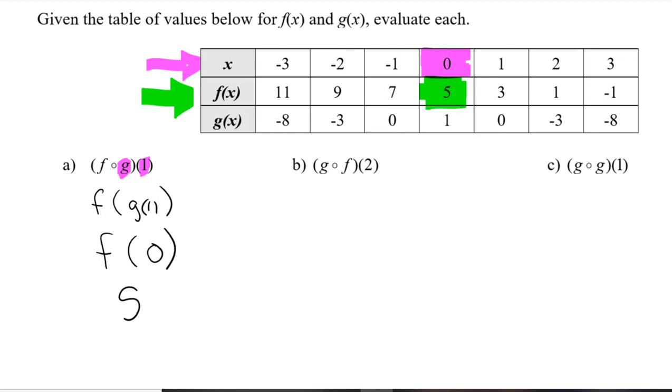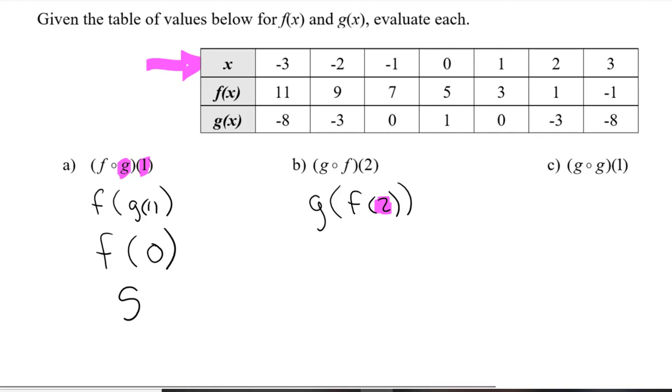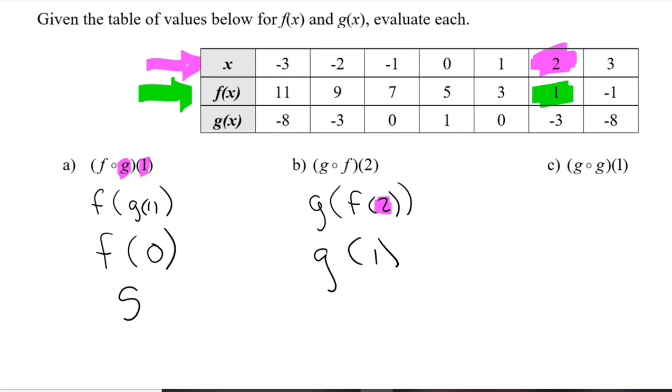So you take your time, one step at a time, but you're always going to start by analyzing which function's on the inside and which one's on the outside. So let's take a look at example B. In example B, here we've got g composed of f, and then my x value is 2. So with this problem, my x value here is 2, so I'm going to look all the way over here to where 2 is in the x row. Now I want the function f, so as I go across the f row, kind of where those two intersect, that value is going to be 1. So I'm going to have g of 1.